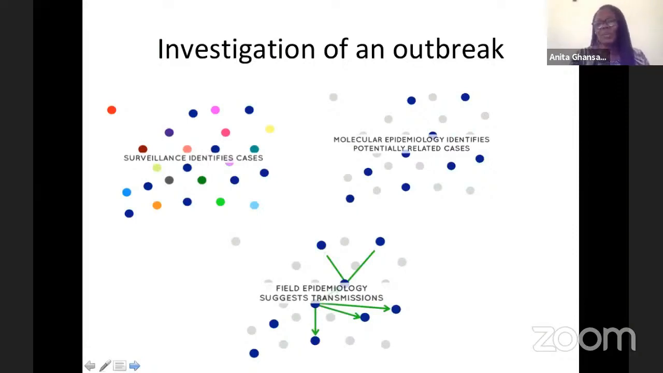So the biological specimen that we take are used for molecular epidemiology studies to support the diagnosis and potentially to look at the relatedness of the cases. And then the field epidemiology bits will suggest the transmission pattern of the infection.